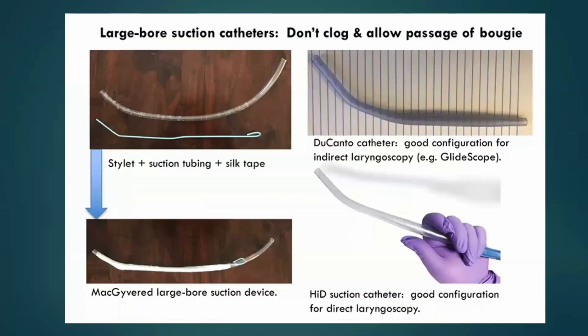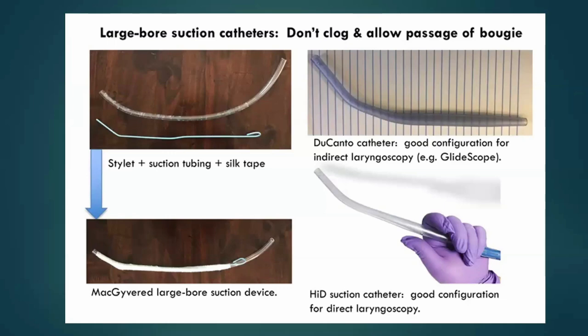So you can see on the left, they've got the stylets and suction tubing and silk tape, and how they MacGyvered the large bore suction device onto the stylet itself, and that's what you're going to be using to intubate. That's that second type. That's the Seldinger technique that they just spoke about.